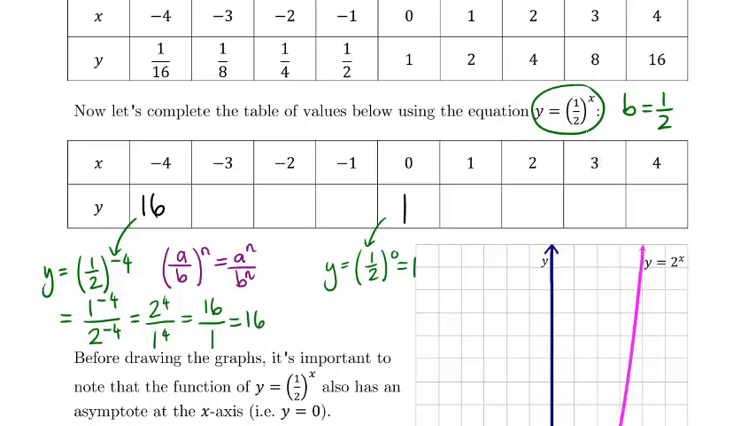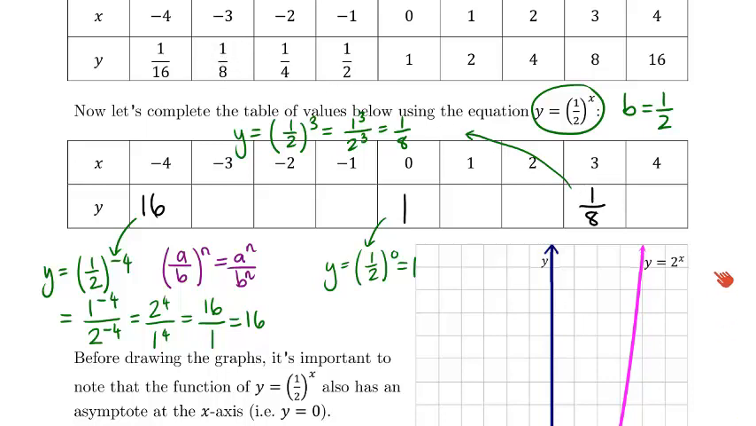Well, how about our last little one over here? x is equal to 3. Therefore, y would equal 1 over 2 to the power of 3. That's 1 to the 3 over 2 to the 3. That is 1 over 8. So we had 1 over 8 when x is equal to 3. But look what we had when x is equal to minus 3 over here. That used to be 1 over 8.